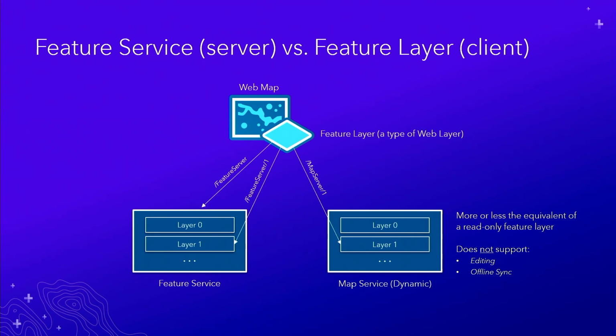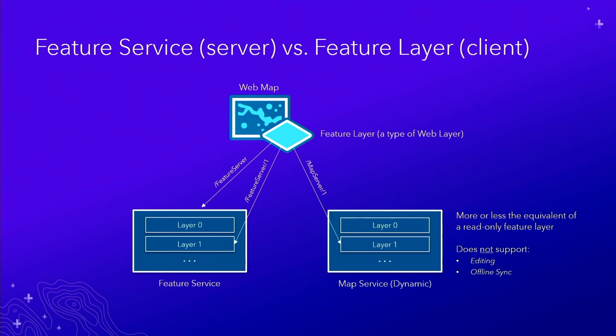But pointing to a layer within a dynamic map service from a feature layer really gives you a lot of these same benefits. It's more or less the equivalent of a read-only feature layer. It simply doesn't support editing and offline synchronization. It does give you all of the other benefits. So you don't necessarily need to publish a feature service, in other words, enabling that feature access capability of your map service, in order to make use of this rich client-side rendering if you don't want to enable some of these other more powerful features like editing and offline sync.